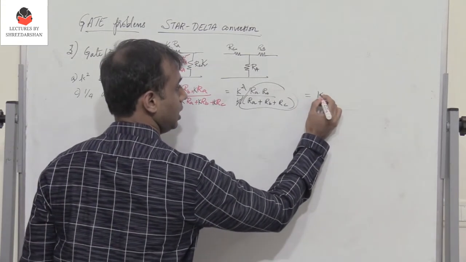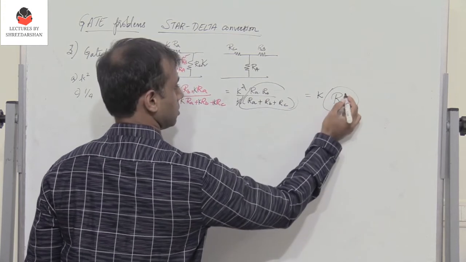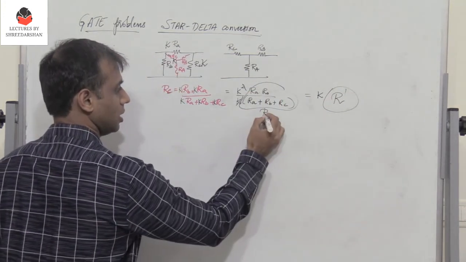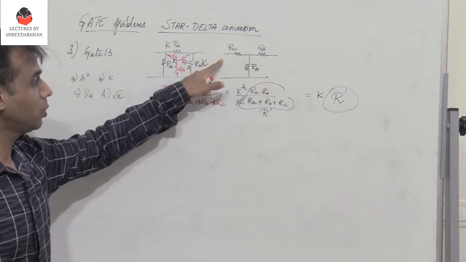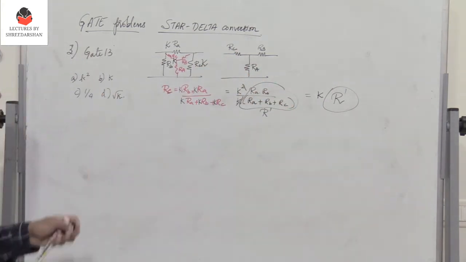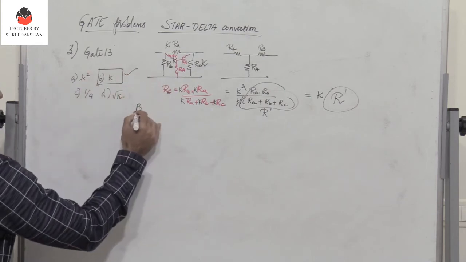So this is the original value of RC if the resistors are not scaled, but here I have k into a value which is R. Let me call it as R dash. So this is R dash here. So what happens? So the resistors of the star network also would be scaled by a factor k. So therefore the answer is B. So B is the right answer.